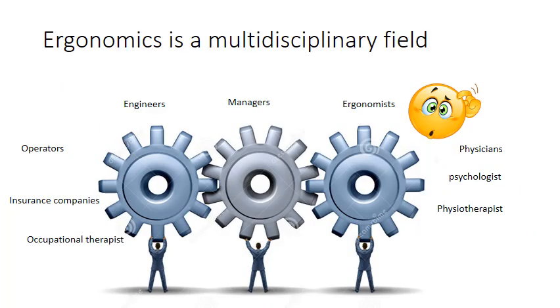You can see that for achieving these two important goals, I mean optimizing the human performance and optimizing the system performance, a multidisciplinary team is needed. This multidisciplinary team can include people from different backgrounds, but all of them are somehow involved in decision making and changes in workplaces. These people may include engineers, managers, operators, as well as the people who are directly involved with the health of workers, such as physicians, physios, and occupational therapists.